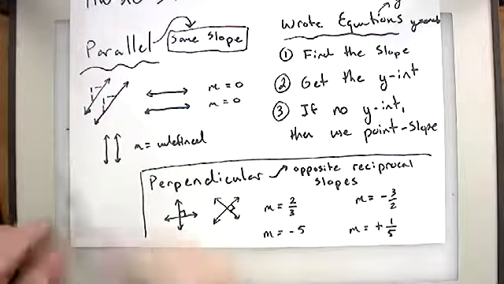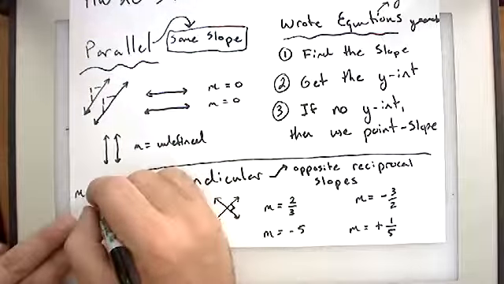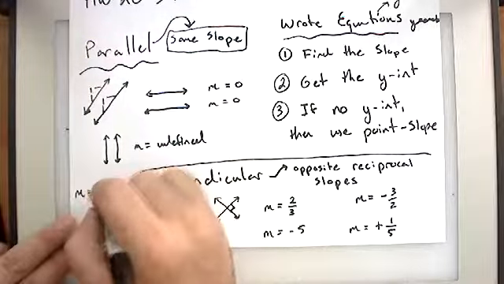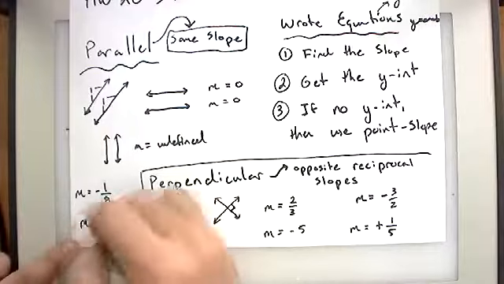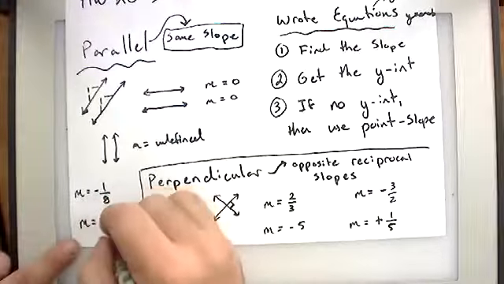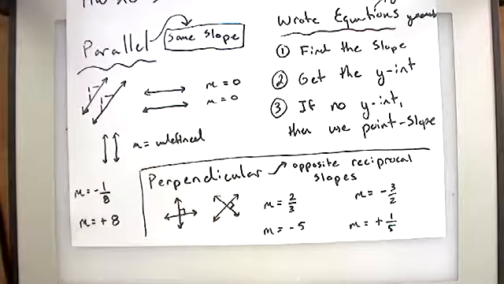Let's do one more, just squeeze it in real quick here. What if I said my slope was -1/8? What would the opposite reciprocal slope to that be? Well, if mine's negative, opposite means yours is positive, and 1 over 8 means yours is 8 over 1, which is just 8, right? So -1 over 8, opposite reciprocal of that would be +8, okay?